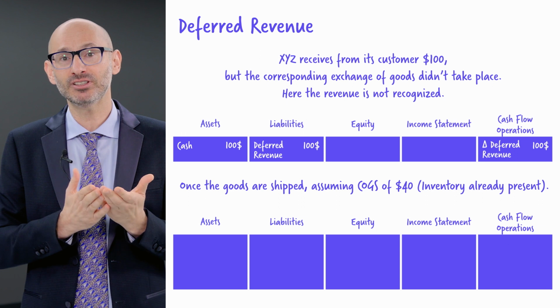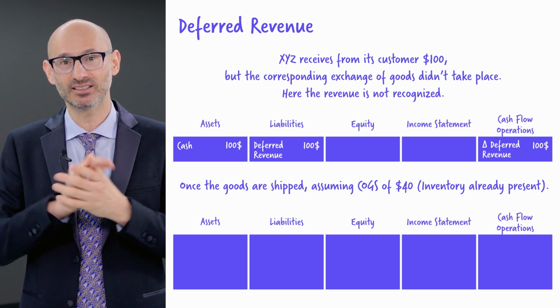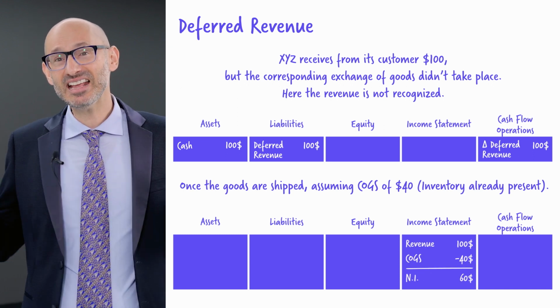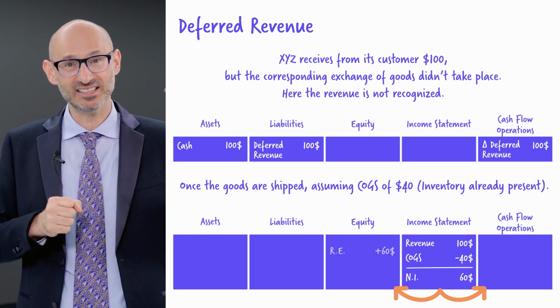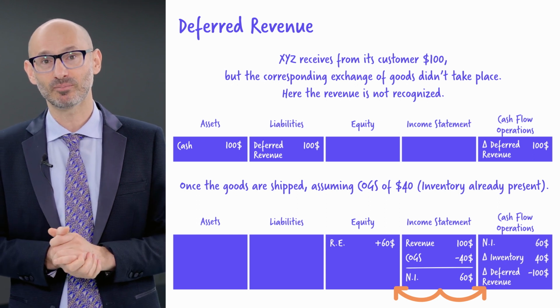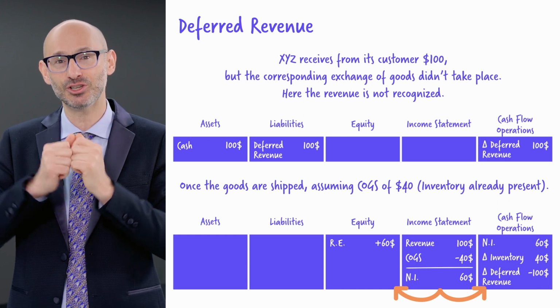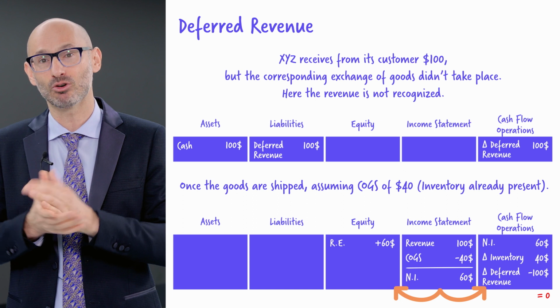It costs them $40 to manufacture. They record revenues of 100 and the COGS of 40. Net income is 60. We have a mustache. And retained earnings is 60, and net income under the CFO is 60. We do the accounts receivable adjustment and the deferred revenue adjustment of minus 100. The CFO is down to 0.